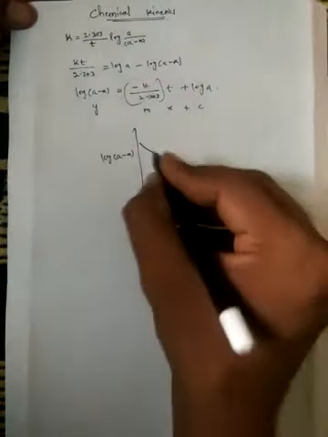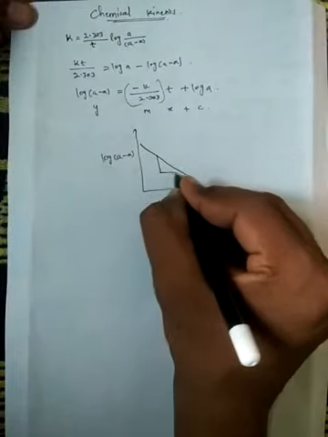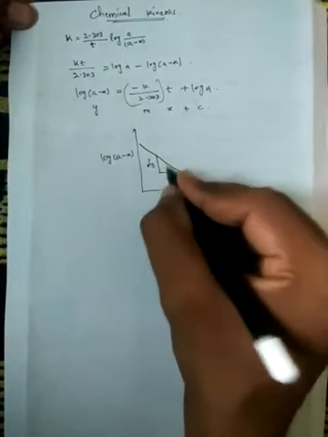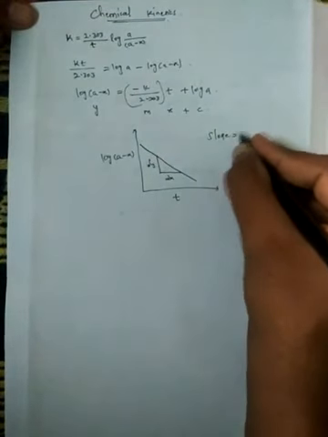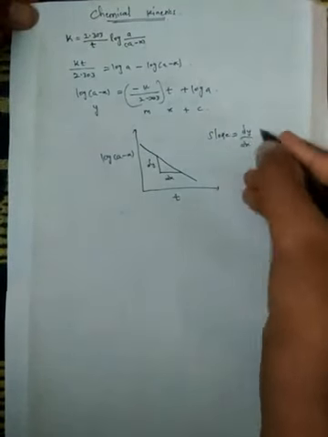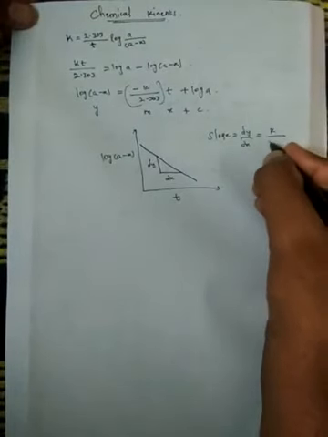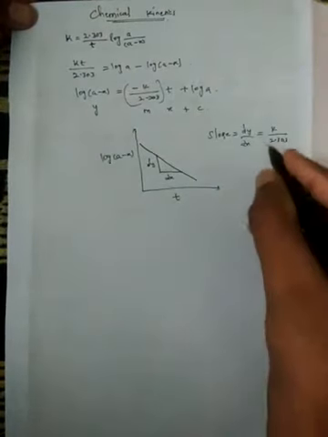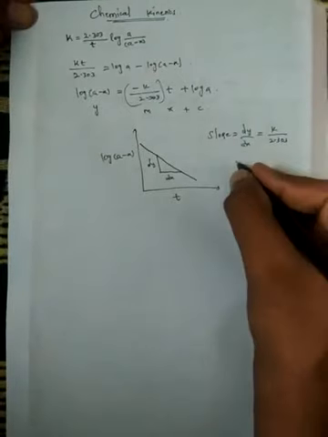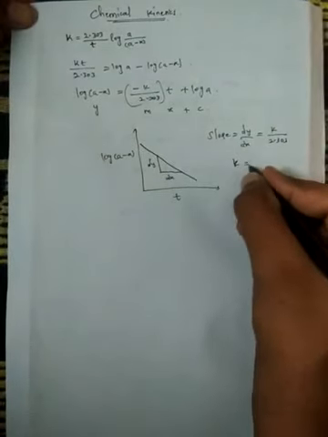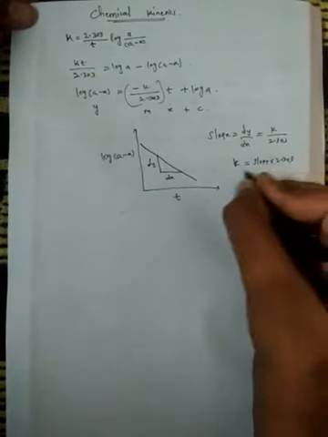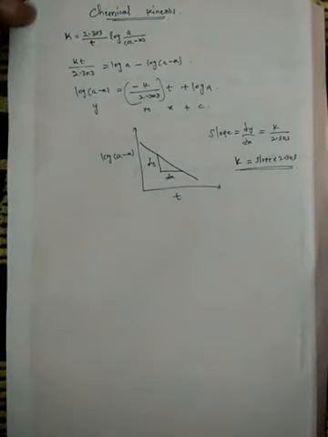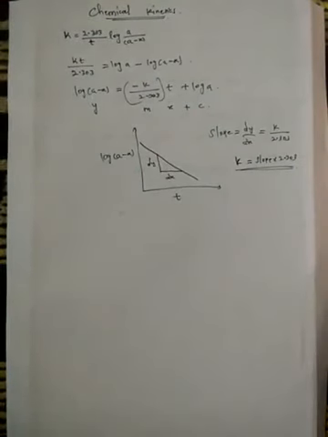If I take slope, this is dy, this is dx. If I take slope equal to dy by dx, this slope equals k divided by 2.303. So from the slope value, I can find out the k value, the rate constant. So slope into 2.303 is the value of k. It's the rate constant of the first order equation.